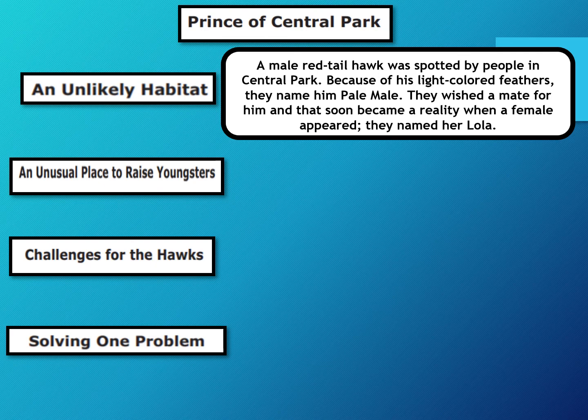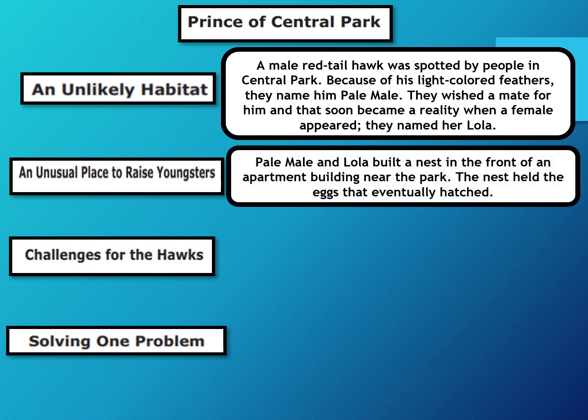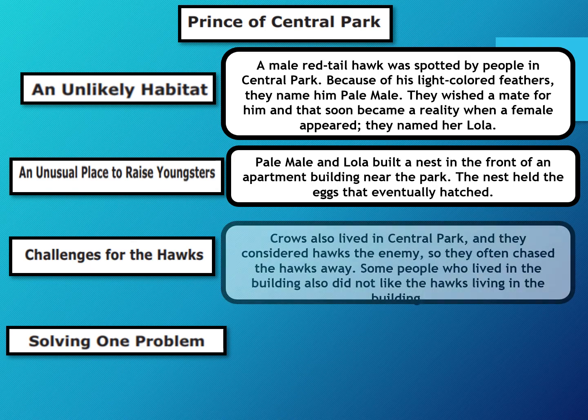An Unusual Place to Raise Youngsters. Pale Male and Lola built a nest in front of an apartment building near the park. The nest held the eggs that eventually hatched. Now then, what happened? There were some challenges though. Crows also lived in Central Park and they considered hawks the enemy, so they often chased the hawks away. Some people who lived in the building also did not like the hawks living in their building. So remember that building that we saw earlier in the picture?